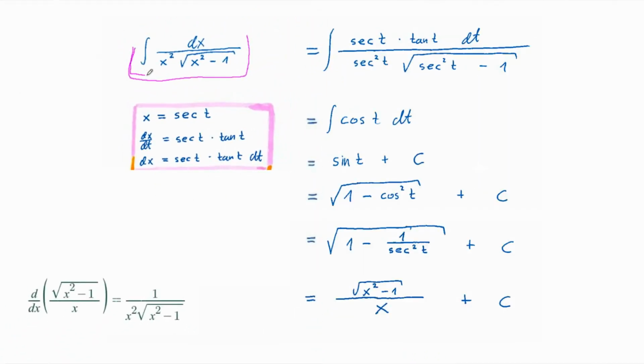To evaluate this integral, we use the substitution x equals secant t. Then, dx equals secant t times tangent t dt. When we substitute for x, we get the integral of cosine t, which is sine t plus c. It follows that the given integral is given by this function plus some constant c. We can check that the derivative of this function is the given function.